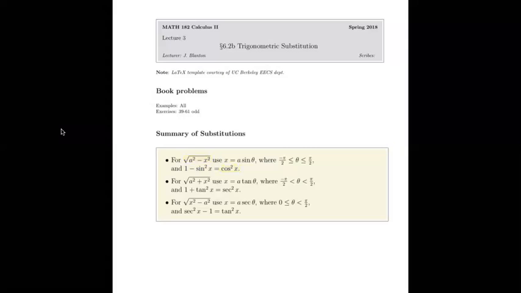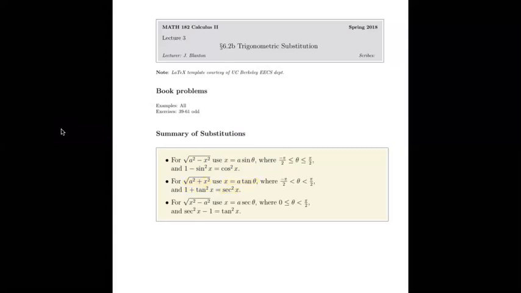Now the other two forms use the other versions of these identities. So a squared plus x squared, we set x equal to a tangent theta, and that identity condenses us to a single term. Normally, when we're able to condense two terms to a single term, it will simplify our integral and we'll be able to complete the integration. We'll see this in all the examples from this section.